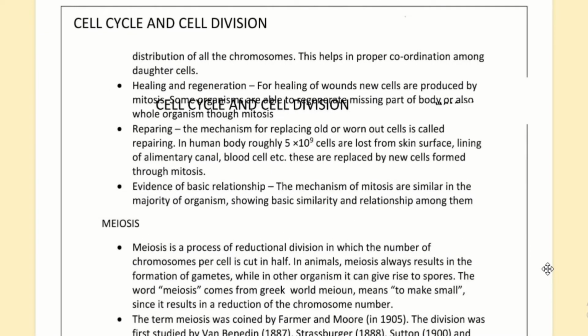Healing and regeneration. For healing of wounds, new cells are produced by mitosis. Repairing. The mechanism of replacing old or worn out cells is called repairing. Evidence of basic relationship. The mechanisms of mitosis are similar in the majority of organisms, showing basic similarity and relationship among them.